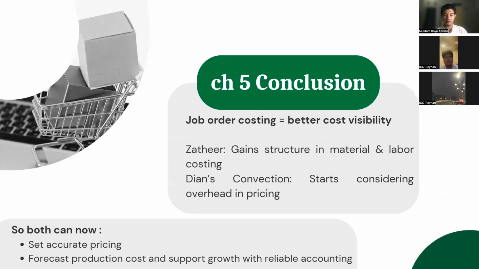Okay, so this is the conclusion from our discussion. Firstly, about job order costing, both companies work based on customer orders. Job order costing provides better cost visibility: Zatheer will gain structure in material and labor costing, and Dian'S Convection can start considering overhead pricing, especially in electricity.